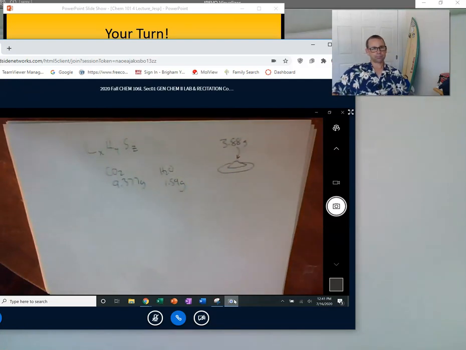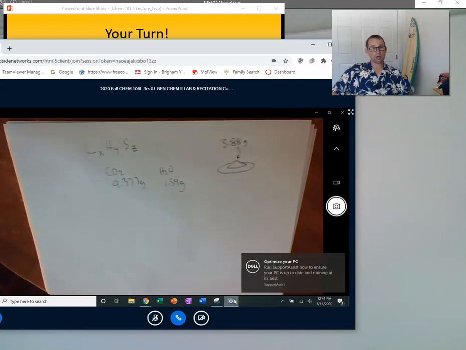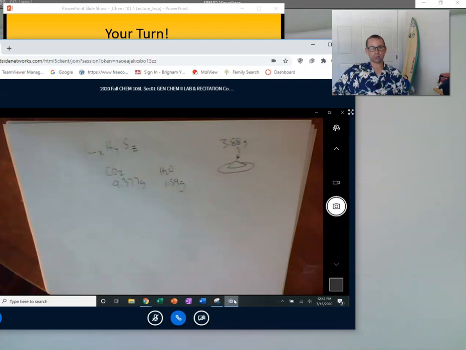Why is there an S? Because there's sulfur in this compound. This time it has carbon, hydrogen, and sulfur, not oxygen. But we can solve it the same way by finding how many grams of carbon and grams of hydrogen there are, and then subtracting that from the grams of total. That'll give us grams of sulfur, which we can convert to moles of sulfur.